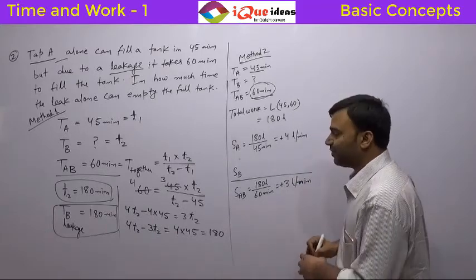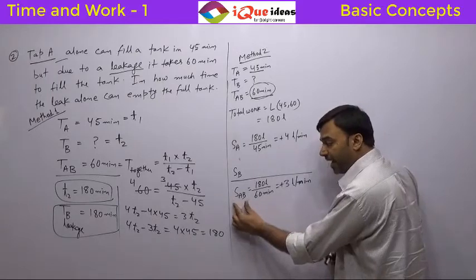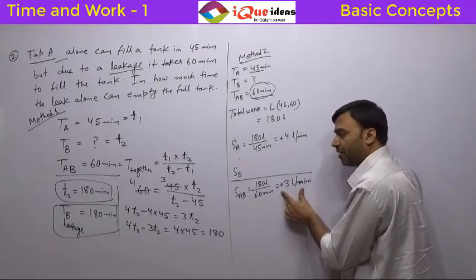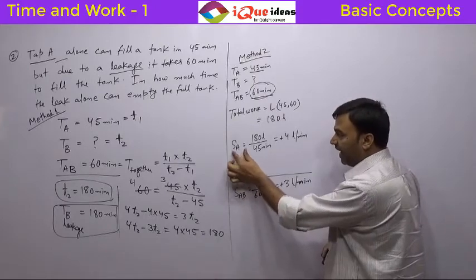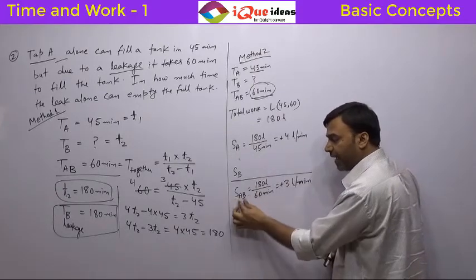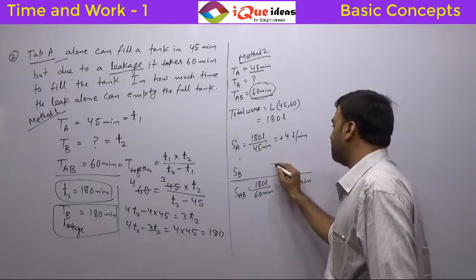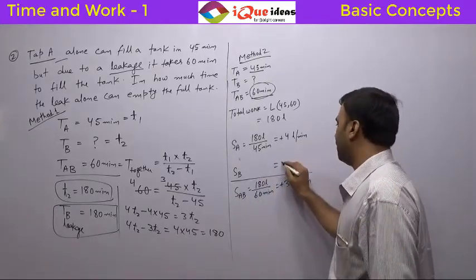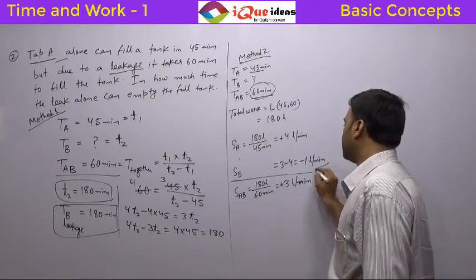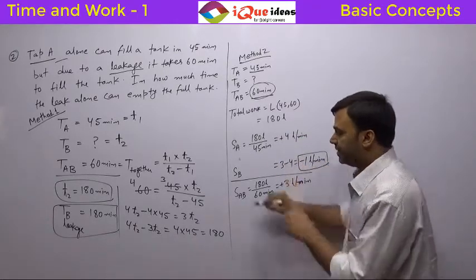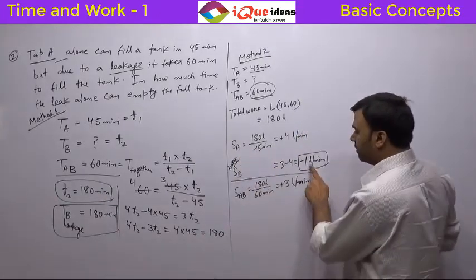Now this is a tricky situation. Speed of A is 4 liters per minute. Combined speed of A and B is 3 liters per minute. So what must be the speed of B? Guess it from your side. Speed of A is 4 liters per minute. Combined speed of AB is 3 liters per minute. That means the speed of B must be 3 minus 4, which is minus 1 liter per minute. So the minus sign only shows that it is a leakage. So it is confirmed that this is a leakage, and the value is 1 liter per minute.